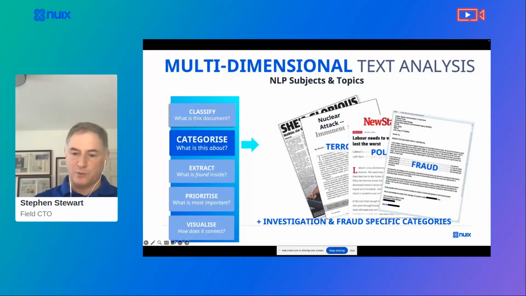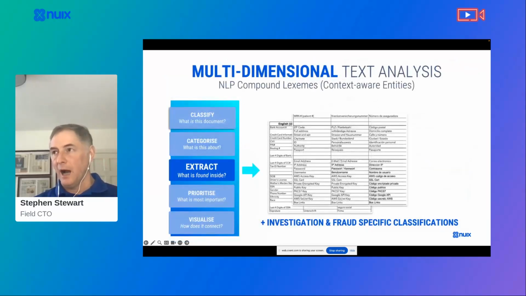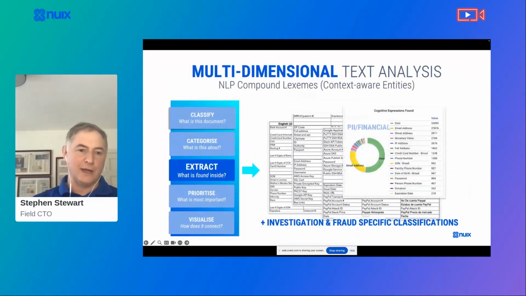From a categorization perspective, it's looking for things like pressure, rationalization, and opportunity. So how can I start to understand and categorize data based off human language? And it's not just keywords, it's using the vectors and the contextual information to really start to understand how that information works. You then take that next step and you start to think about extraction. So how can I extract this information in a meaningful fashion?